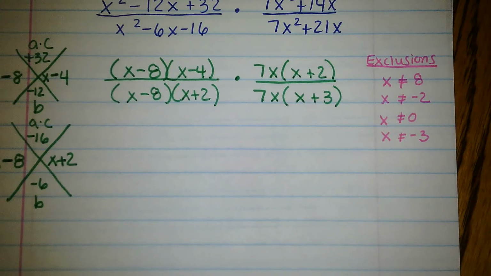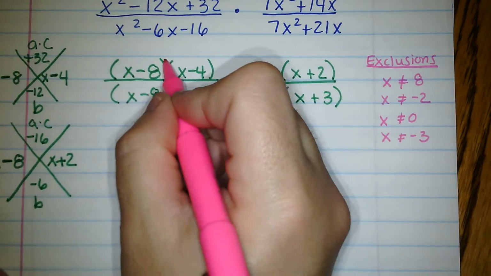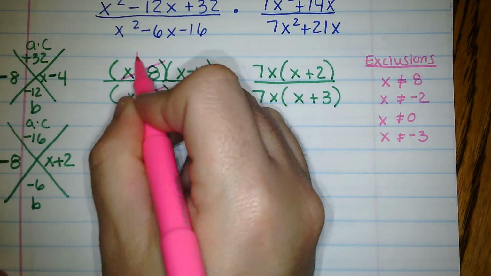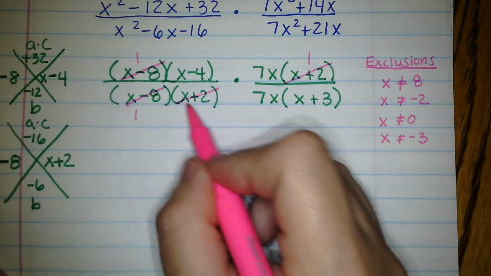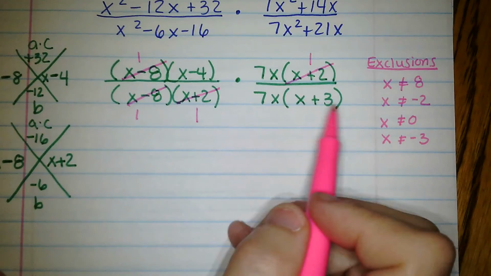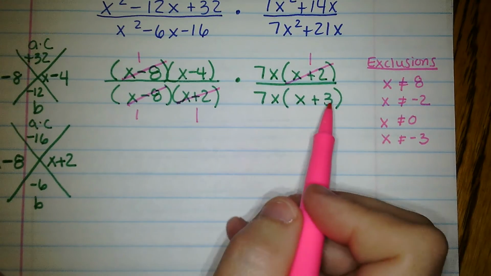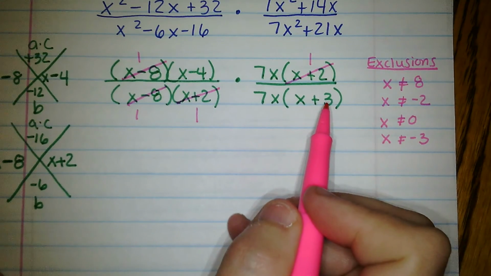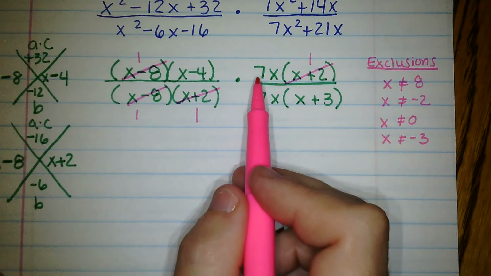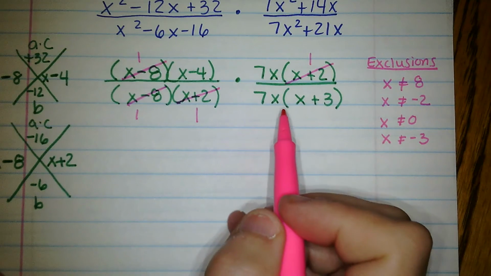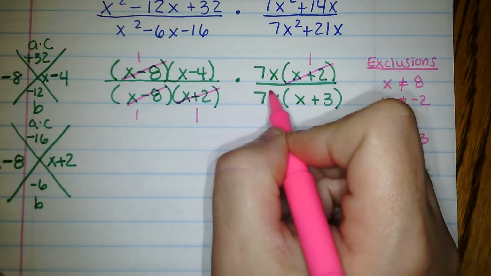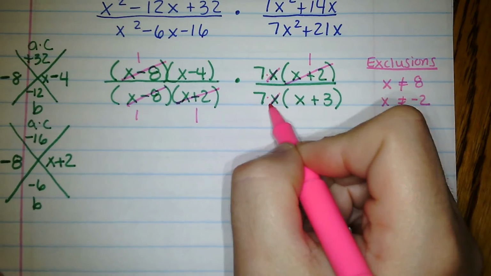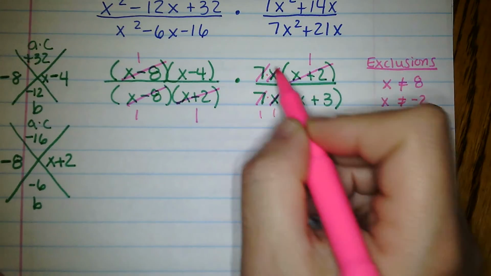Now that we have our exclusions done, we can start reducing. Any top with any bottom, that's a double, that's the same. So x minus 8s can go. X plus 2. Now this x minus 4 and this x plus 3, they don't have anything in common. They are not identical, so you can't reduce those. I do have a 7 with a 7 and an x with an x. If they weren't together, you could still reduce them because this is really a multiply. So the x's can cancel and so can the 7s, and those both become 1s.